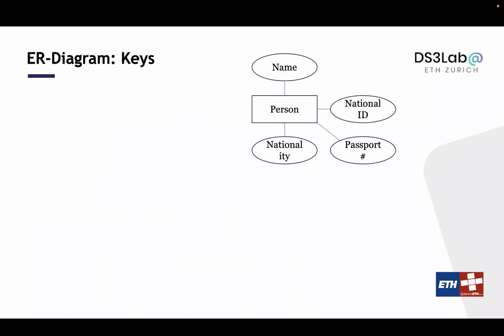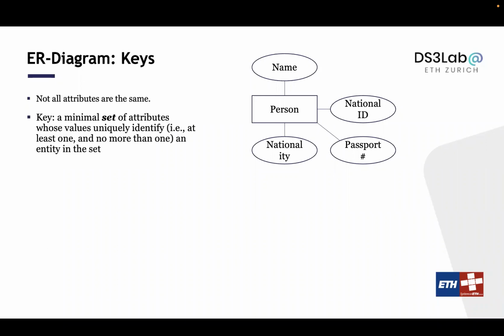So similar to the relational model, you also have the notion of keys. In this case, not all the attributes associated with an entity set are the same. Some of them are kind of special. So we can define a key as the minimal set of attributes. A key is a set of attributes, not a single attribute. So a minimal set of attributes whose values uniquely identify an entity in the set.